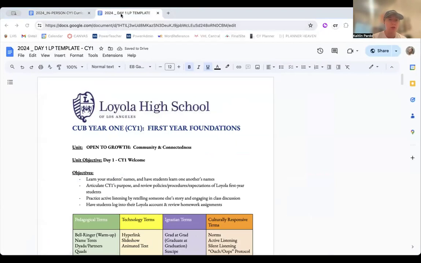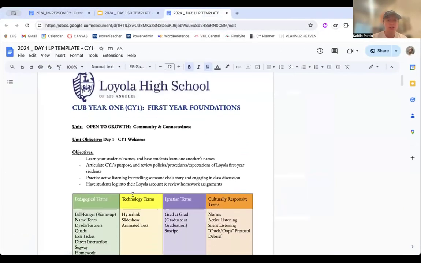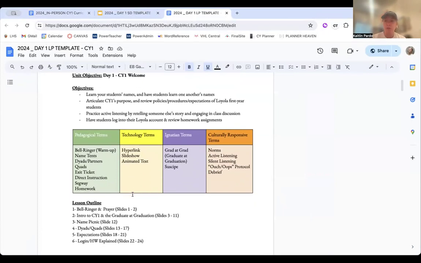Just do a quick little toggle here. So in the lesson plan, I just wanted to note what our objectives are for today's lesson. We want to learn students' names. We want students to learn each other's names. We want to help them understand why we're in CY1, what are some of its expectations. We're going to practice active listening because that's a skill they're going to use throughout their high school career and beyond. And then also we want to teach them how to log on to their Loyola accounts.